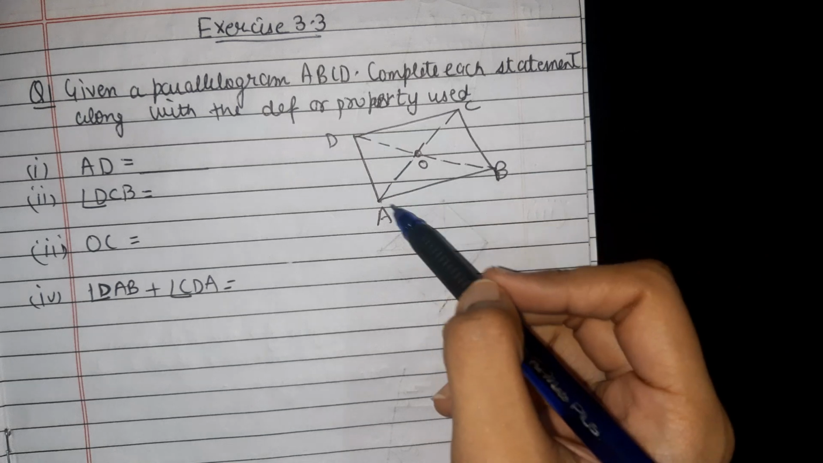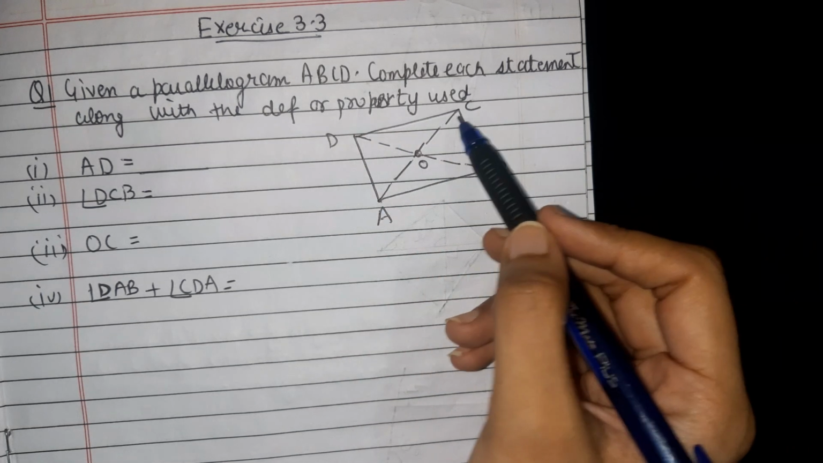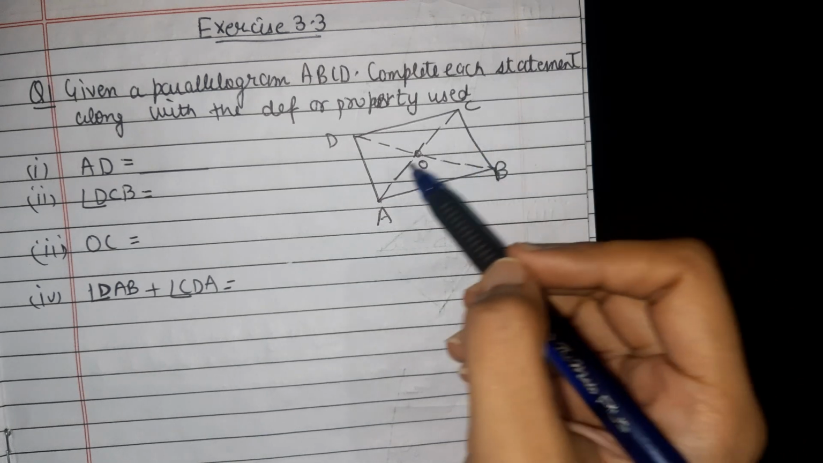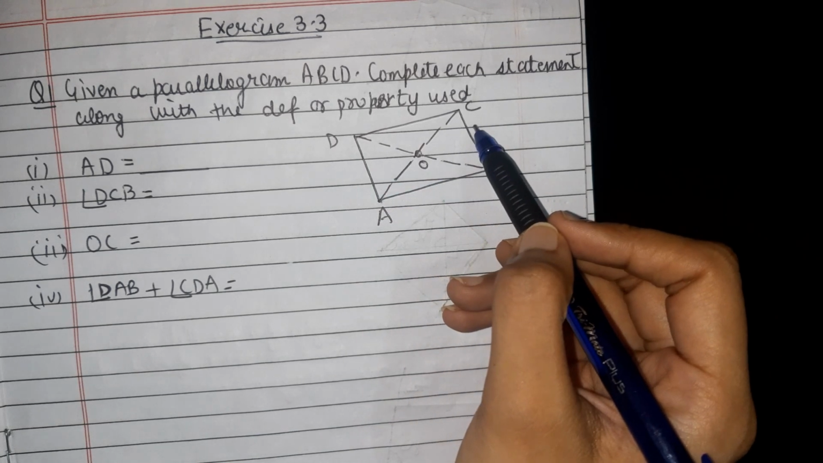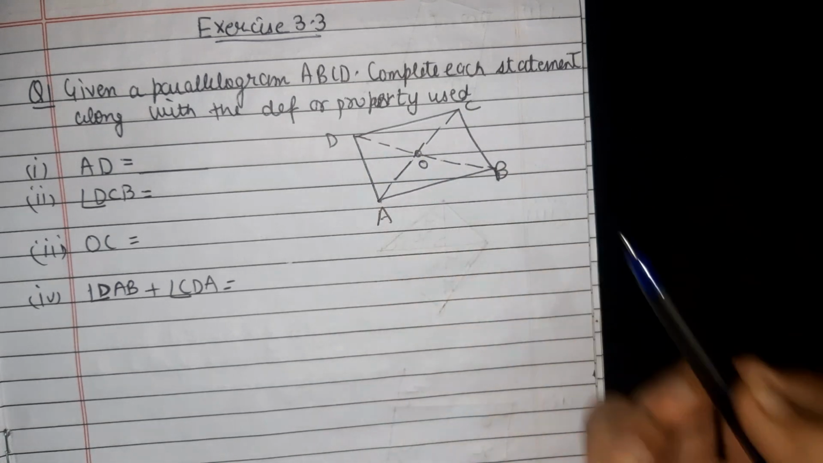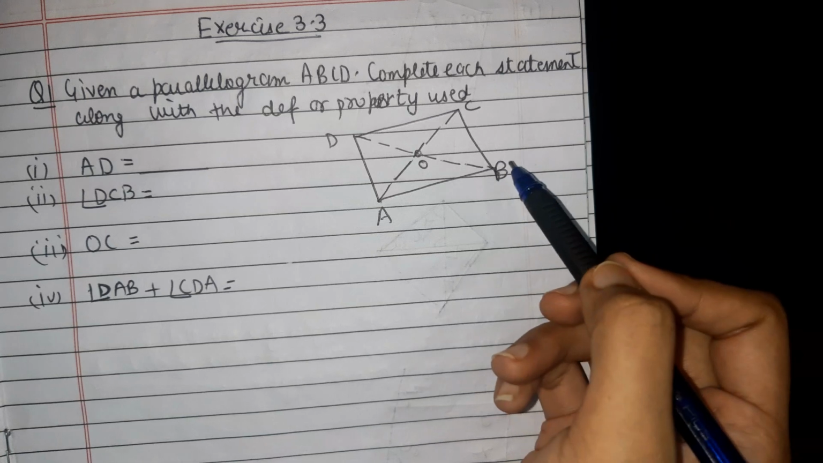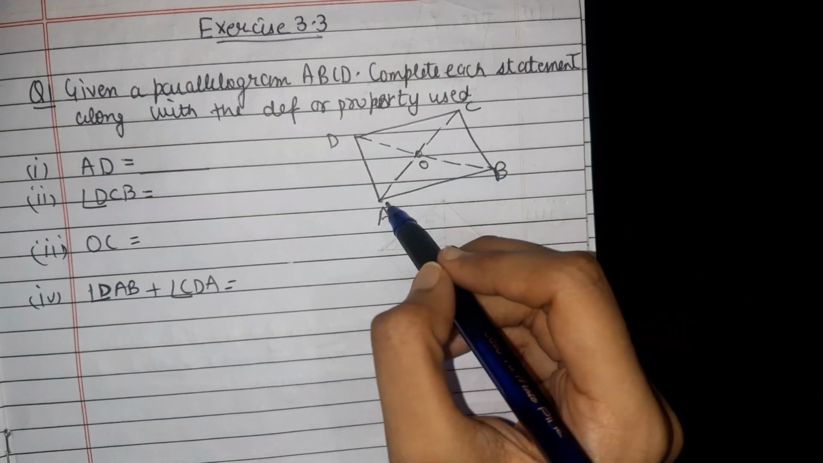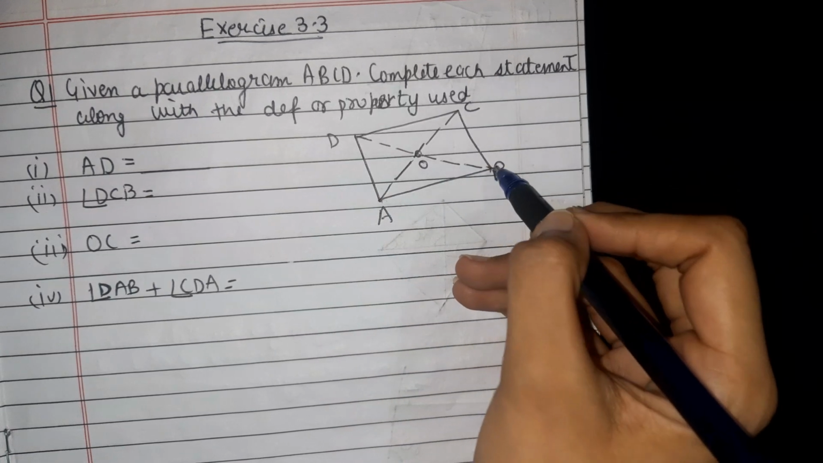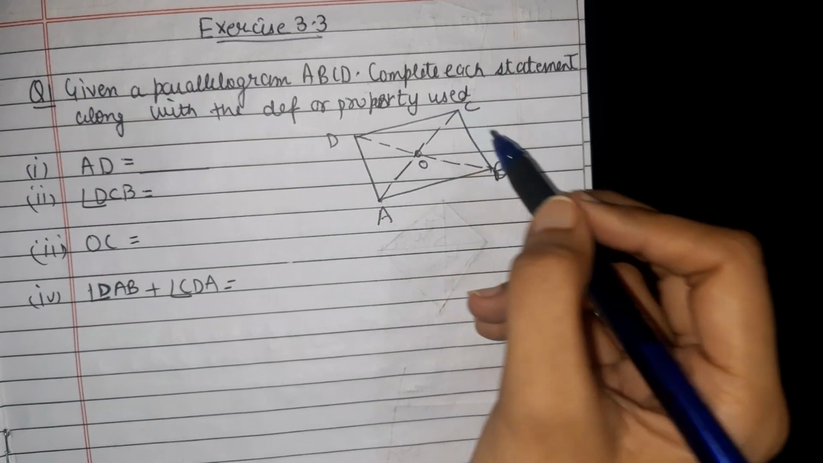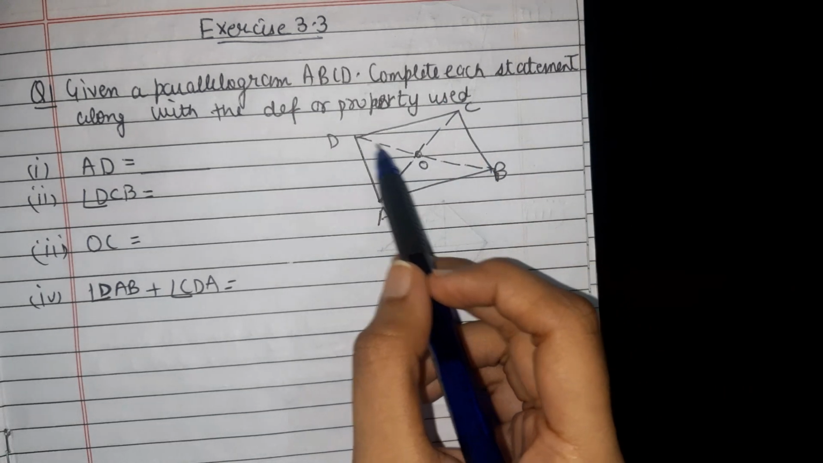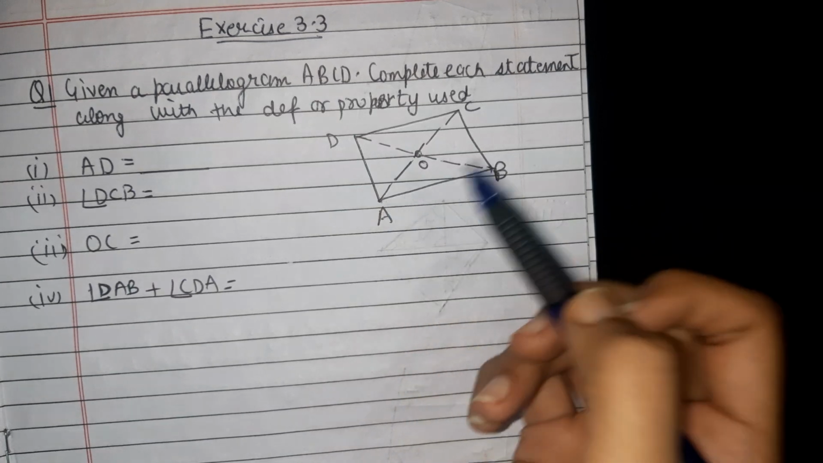A parallelogram is a quadrilateral in which the opposite sides are parallel as well as equal. Then we have discussed that the opposite angles of the parallelogram are equal. That is, angle A equals angle C, angle B equals angle D. Then we have discussed that the adjacent angles of the parallelogram are supplementary. That is, angle A plus angle B is 180 degrees, angle B plus angle C is 180 degrees, and so on. Then we have discussed that the diagonals of the parallelogram bisect each other.